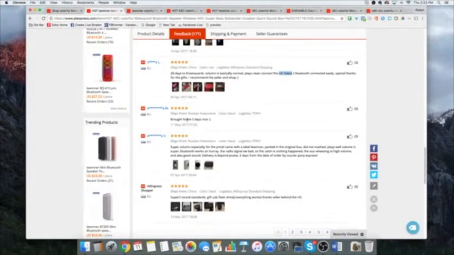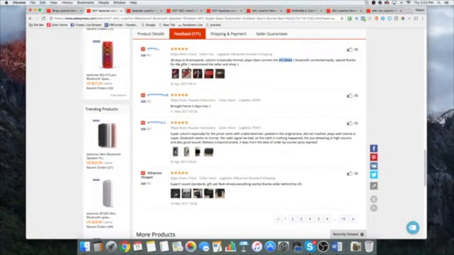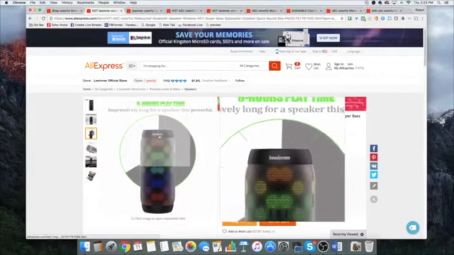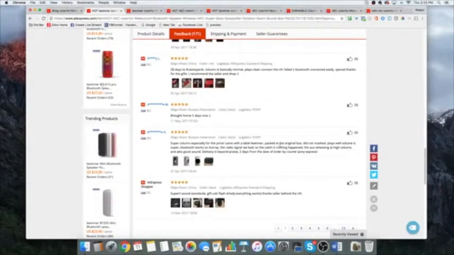Okay. Brought home in 5 days. Nice. So maybe it's just getting to Russia really quickly. Super column, especially for the price, came with label the winner. Oh, I think what it's saying is it has branding on it. They're saying it has the winner branding on it. Okay. Packed in original box, did not mash, plays well, volume is super, Bluetooth works, hooray.